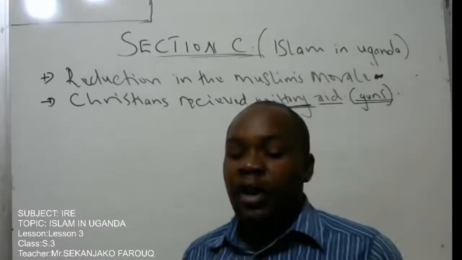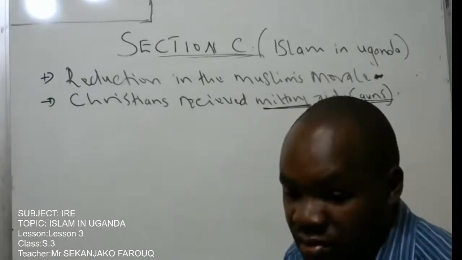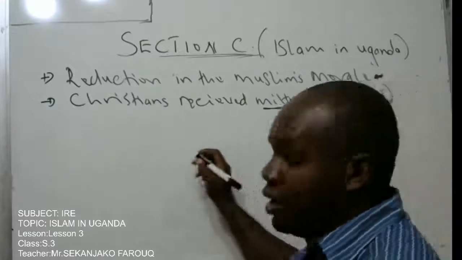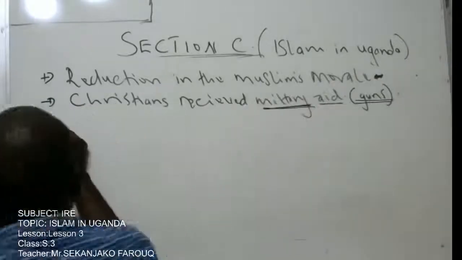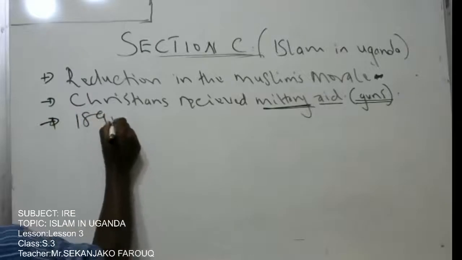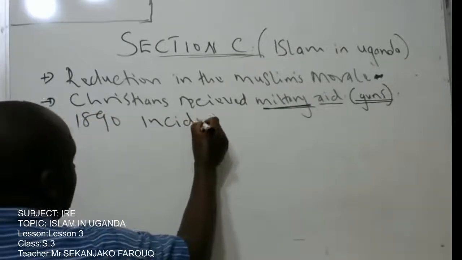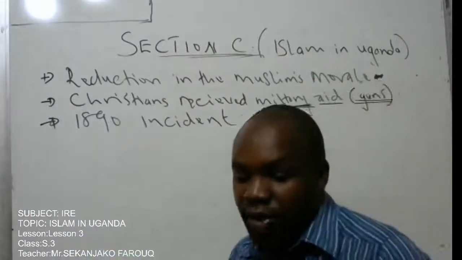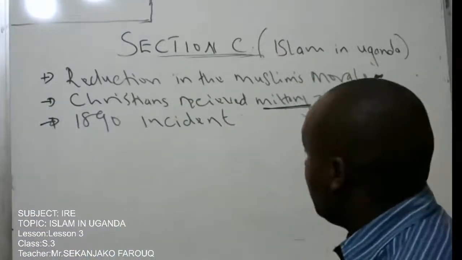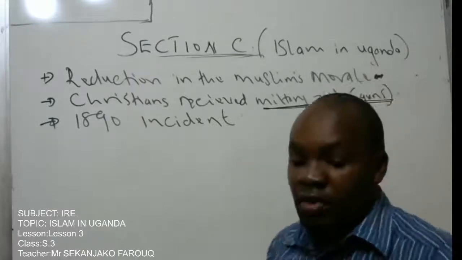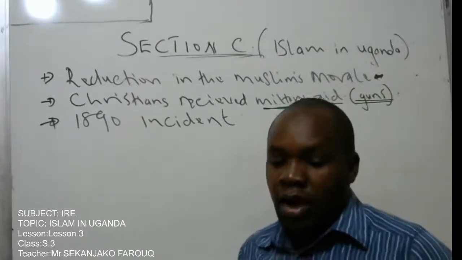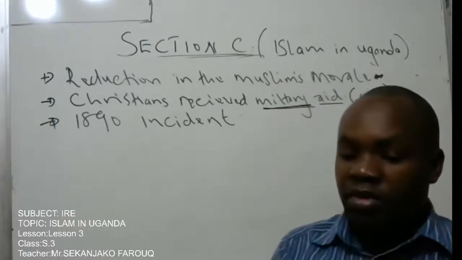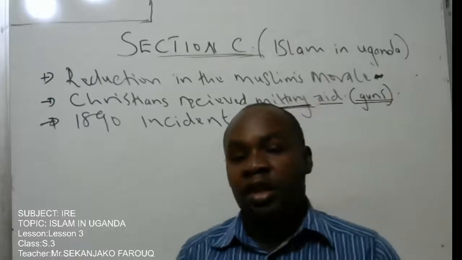Then, after a series of wars, the Muslims realized that they were not winning, and in 1890, let me call it the 1890 incident. In 1890, they signed an agreement with the colonial government. Their leader, who was Nuhu Mbogo, signed an agreement with Captain Lugard, which forced the Muslims to surrender their weapons and accept Mwanga as their king.